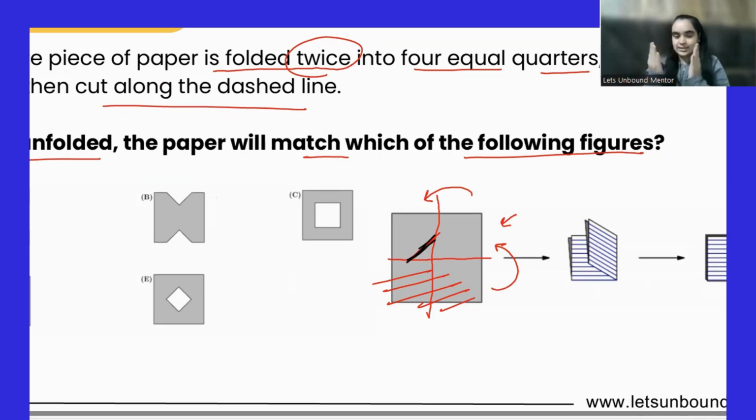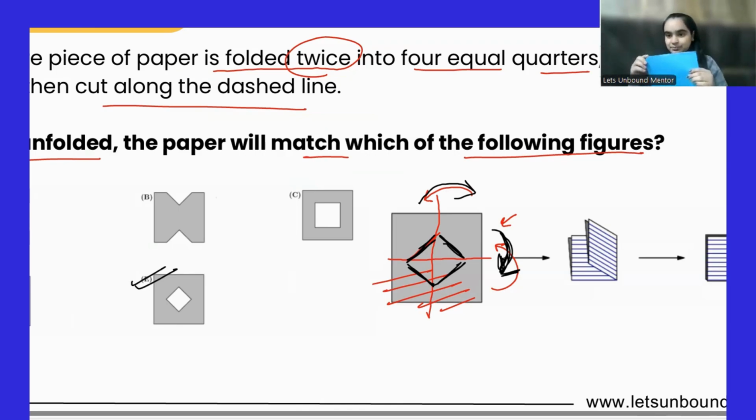So as they have folded it twice, if we are going to open it, now let's try to unfold it. There will be a cut over here as well, right? Because of symmetry. And then again, if we are going to unfold the paper, symmetry will again repeat and there will be two cuts in the bottom as well, making a diamond shape. And we got the correct answer, that is option E.